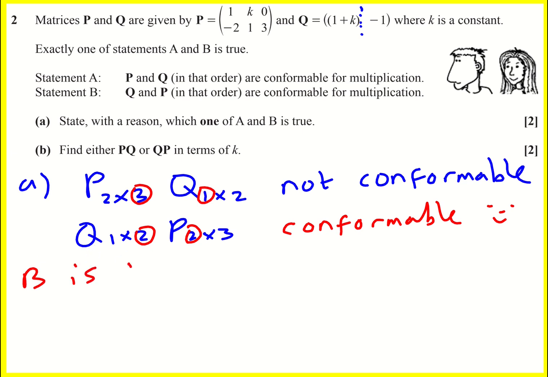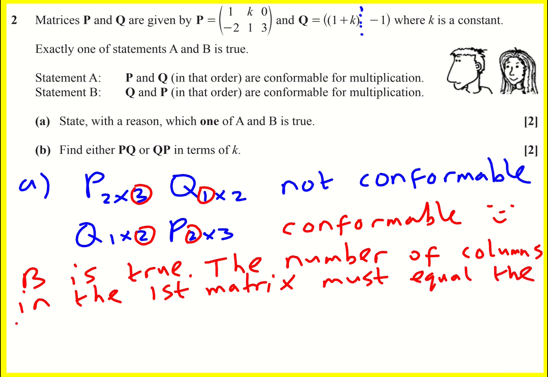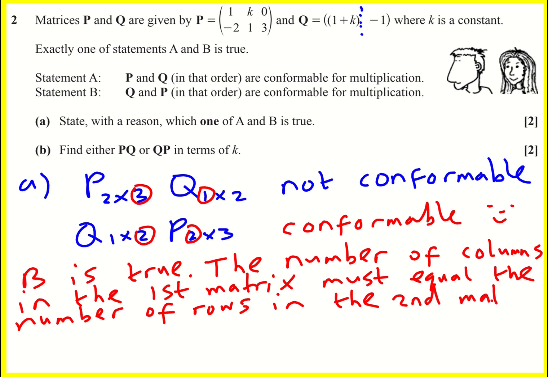B is true. And to be fair, this is probably enough, but the full reason is that the number of columns in the first matrix, the one on the left, must equal the number of rows in the second matrix. Okay, I've answered that quite fully, but hopefully it's comprehensive.